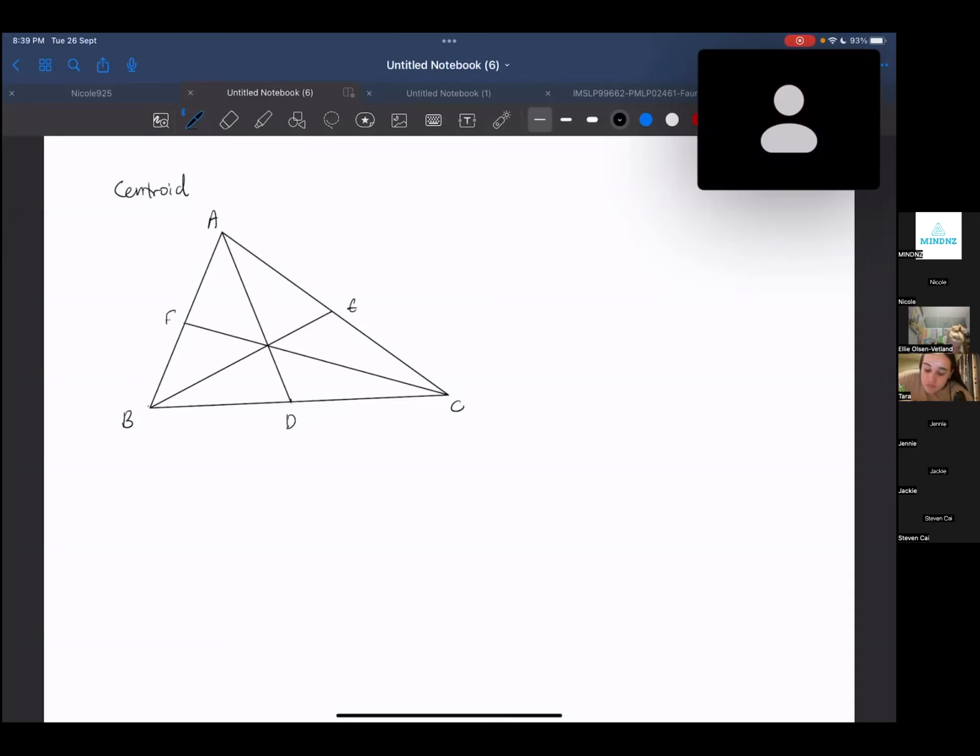So here's a bit of notation as well. When you want to say that sides are equal, you draw lines through them. So this means that BD and DC are the same length. Similarly, we can use different numbers of lines. So we could do 2 lines to show that AE and EC are the same. And finally, we could do 3 lines to show that AF and BF are the same. So let me know when you've drawn the diagram. Feel free to show me.